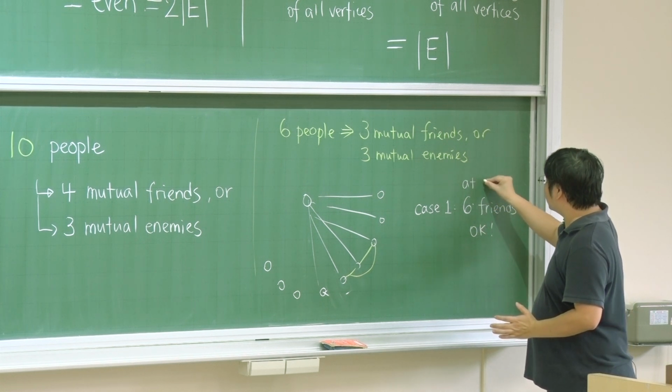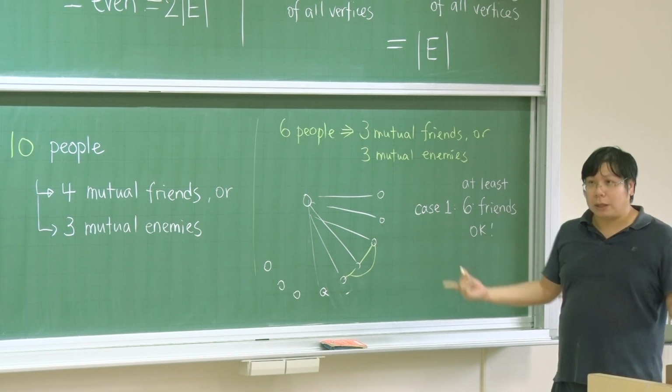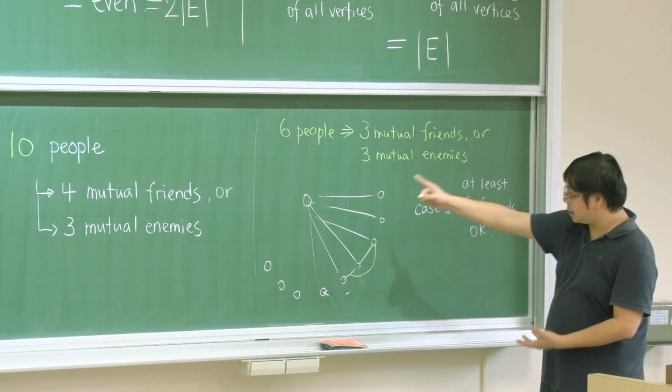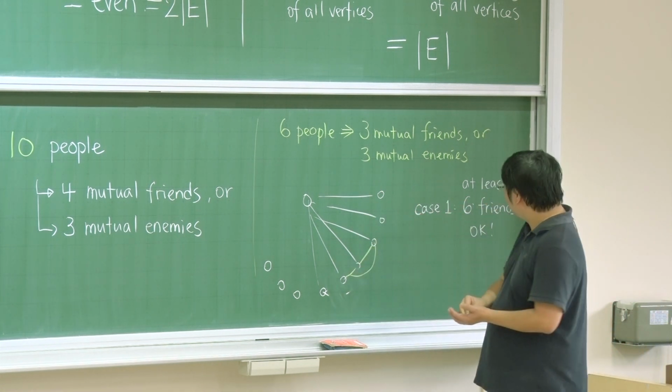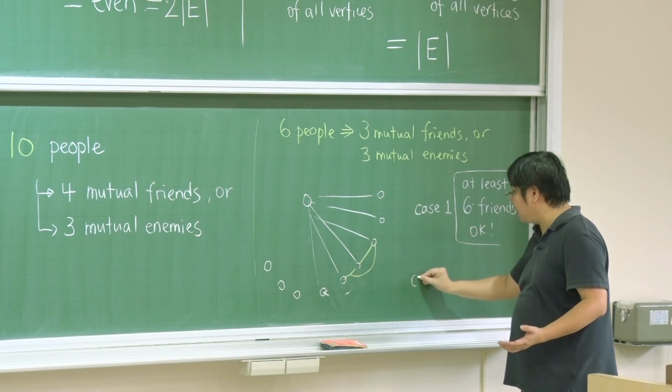So now this is 6 friends. So we can add a condition, at least 6 friends. When you have at least 6 friends, I just pick up these 6 to take a look. So this is about case 1. And case 1 is okay. Now how about case 2?